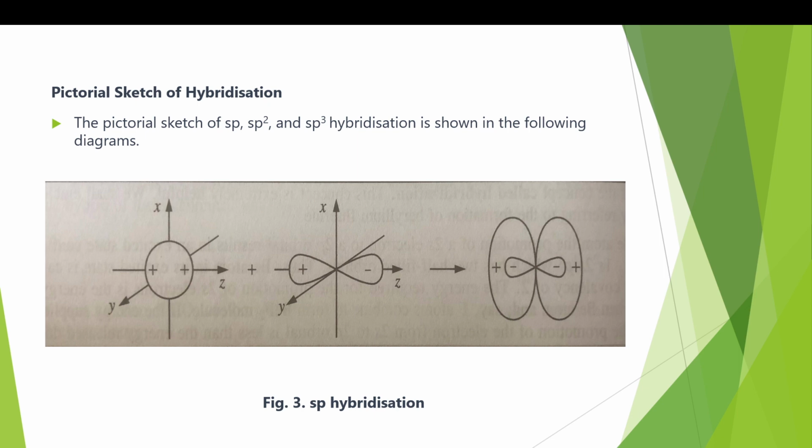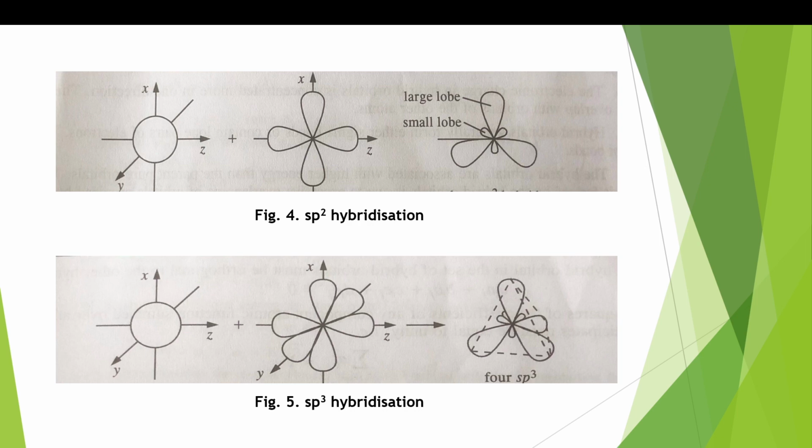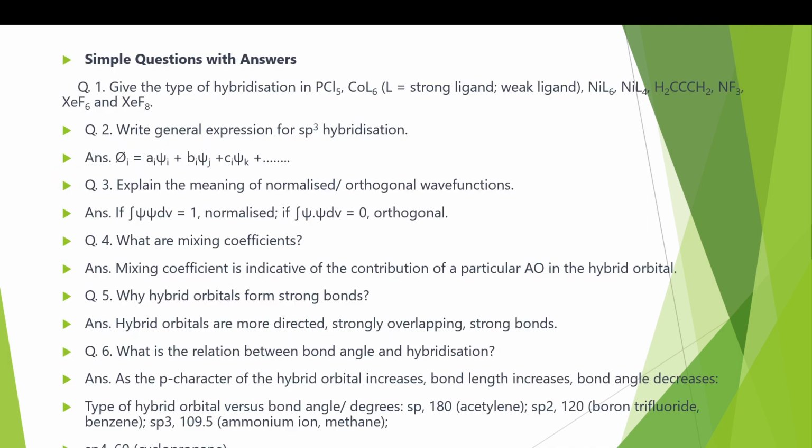Here figure 3 is the pictorial sketch of sp hybrid orbital. Figure 4 and 5 represent sp2 and sp3 hybridization. Given here are some simple questions with short answers.